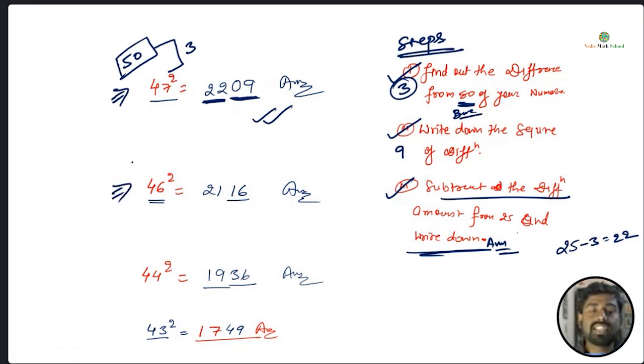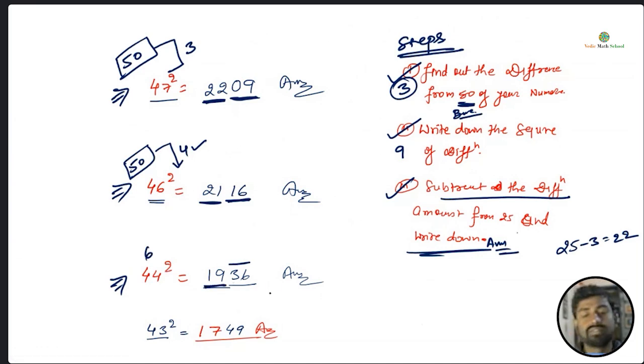46 square. As I said, find out the difference from 50. That's 4. 4 square is 16. Now, last step is 25 minus the difference, 4, which is 21. Simple. Clear? Look at this example, 44 square. The difference is 6. 6 square is 36. 25 minus 6 is 19. Clear?